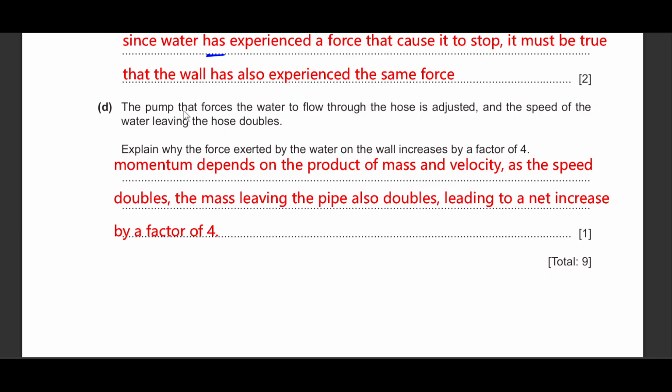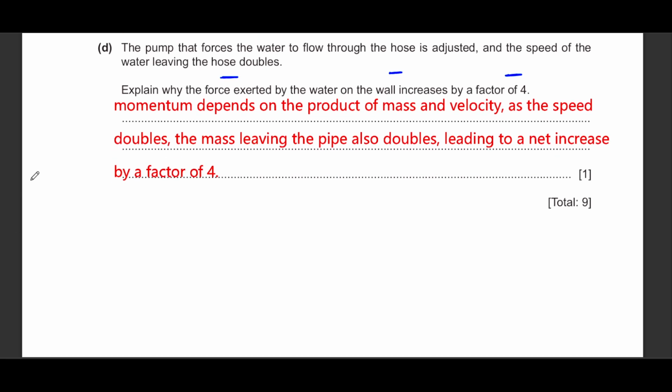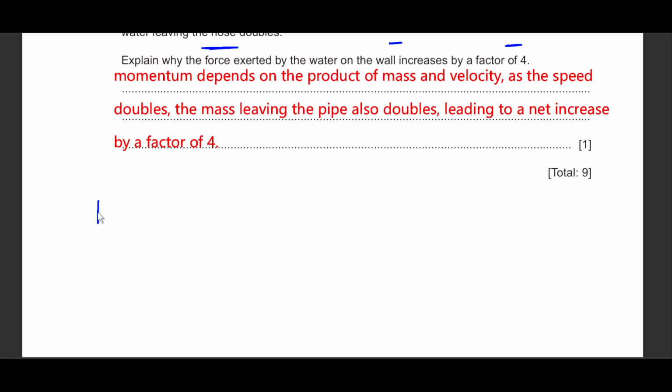Part D, he says, the pump forces the water to flow faster. Explain why the force exerted by the water on the wall increased by a factor of 4. You see he's talking about the force, and force is still momentum divided by time. Momentum is mass multiplied by velocity, divided by time.